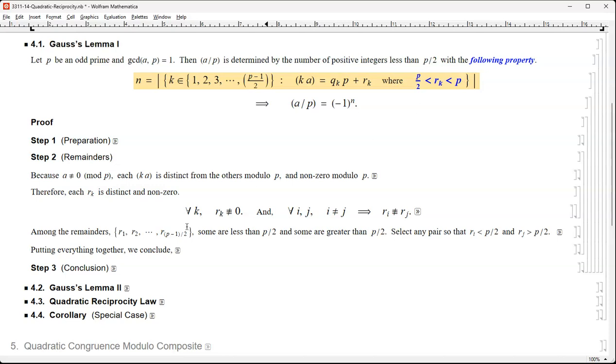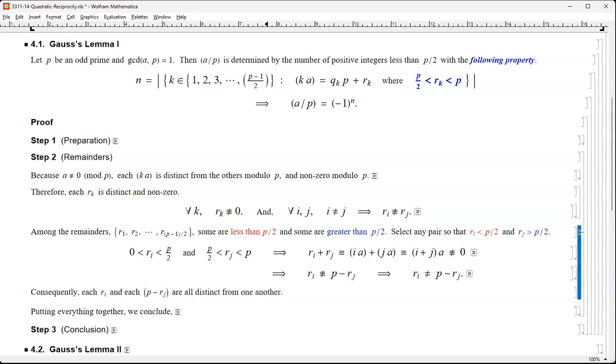Let's begin. Among all those remainders, some are less than p over 2, so they're out. Some are greater than p over 2, so they're in. So we want to know how many satisfy this blue property. Now select any pair. We use R_i for those small enough, less than p over 2, and we use R_j for those large enough, greater than p over 2. What if there's anything equal? That'll never happen because p over 2 is not an integer. p is an odd prime.